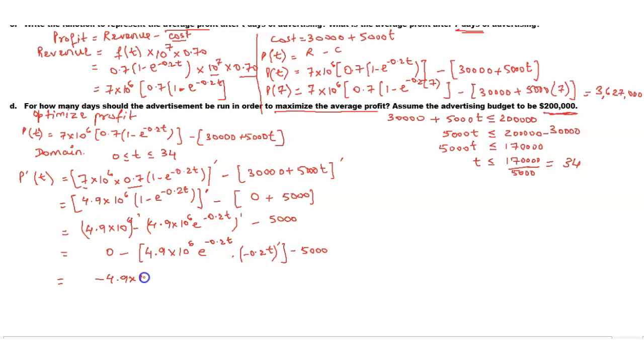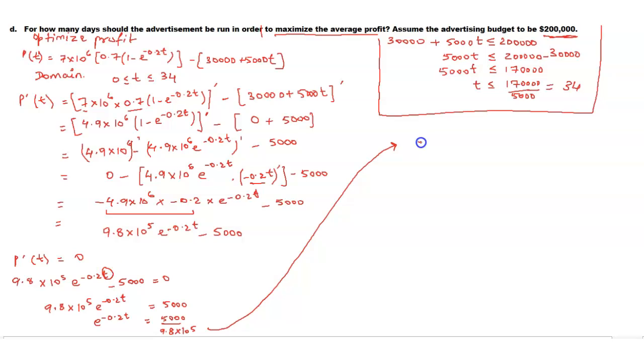After I find the derivative of this, I'm just going to be left with minus 4.9 times 10 to the power 6 times negative 0.2. This would give us 9.8 times 10 to the power 5 e to the power negative 0.2t minus 5,000. This is my final derivative equation. Now to find the critical number, all I have to do is put this derivative equation equal to 0, and this would give us e to the power negative 0.2t equal to 0.005102. It's a long number, you don't have to take so many digits.